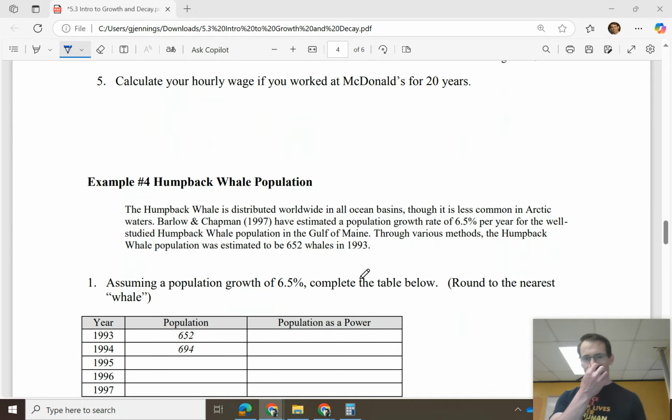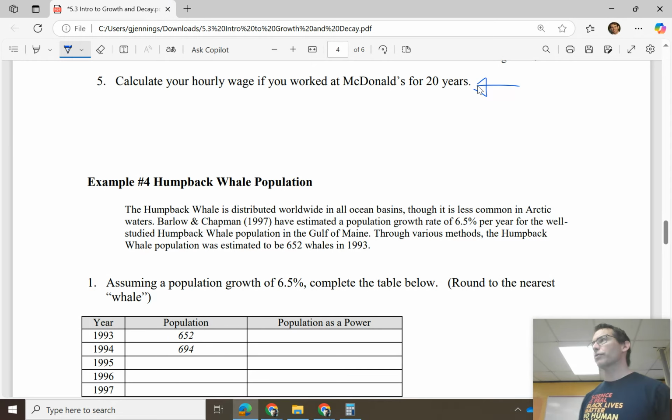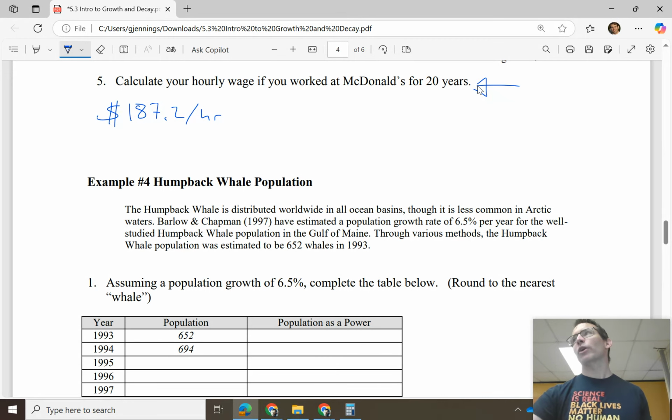So, how much would we be making if we worked at McDonald's for 20 years? How much money would that be? What you got, Jude? 187.2 per hour. So that's one way to make lawyer money, everyone. That's lawyer money. That's solid. Well, let's find out if that's right. That seems a little high to me.